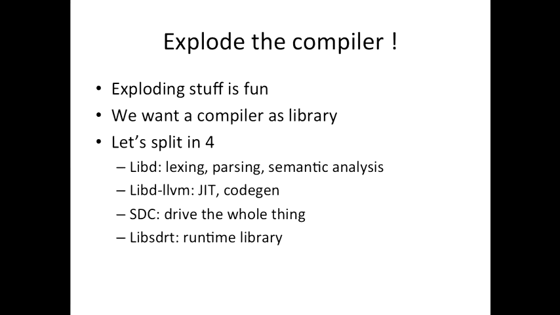So now we wanted the compiler as a library. So we want to explode SDC as it was. It was a monolithic stuff. So let's split it in 4. The first stuff is libd. So libd is everything that contains the semantic analysis, the lexing, the parsing, the stuff that understands D. Then there is libd-LLVM. It is the stuff that takes what libd generates, so fully analyzed D code in some intermediate representation, and can generate machine code using LLVM.